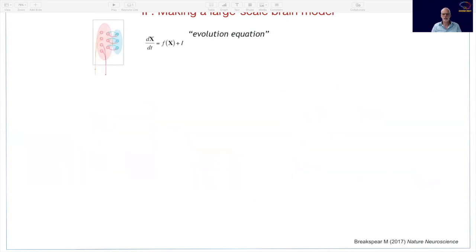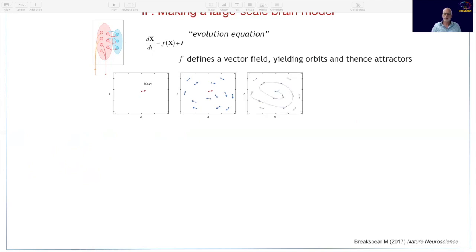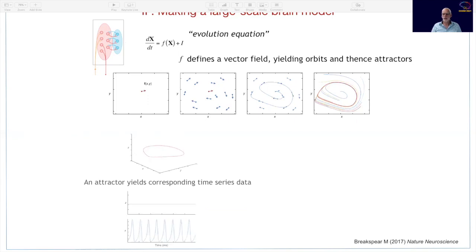Okay, so now let's build up our neural brain model. We have our evolution equation. We have a function that defines a vector field. This is a sort of segue into maths. At each possible point in this phase space, we get a collection of vectors. This is how the system will change under our evolution equation. We then get these orbits that connect up the vectors, and these describe flows and attractors.